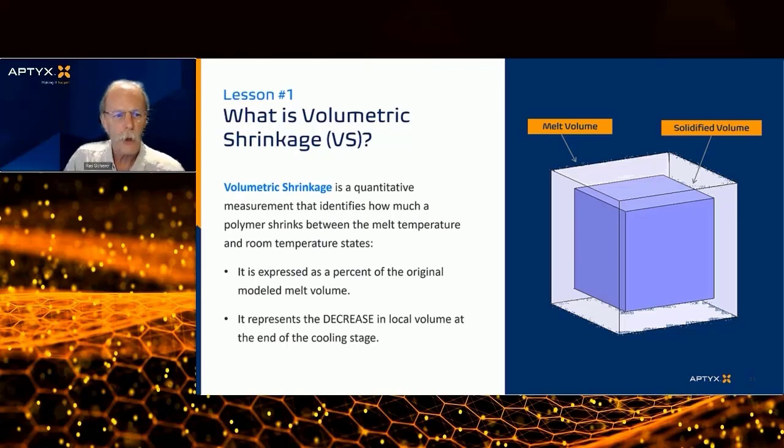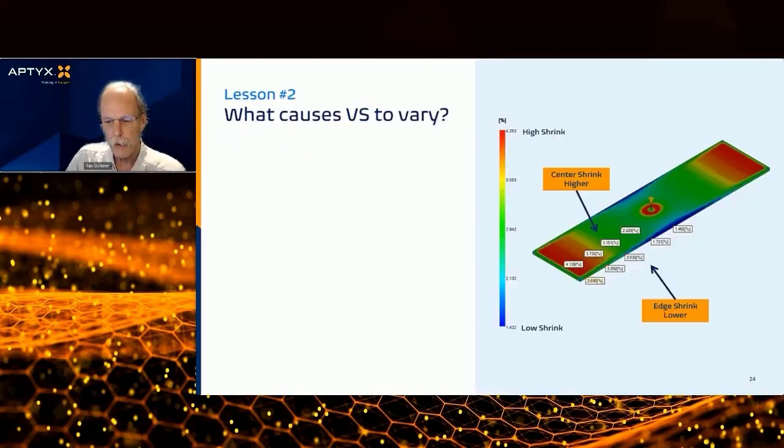So the question becomes, what causes volumetric shrink to vary? We'll put a little simple plate up here with a gate in the middle. And I have a legend out here. This is the volumetric shrinkage legend.